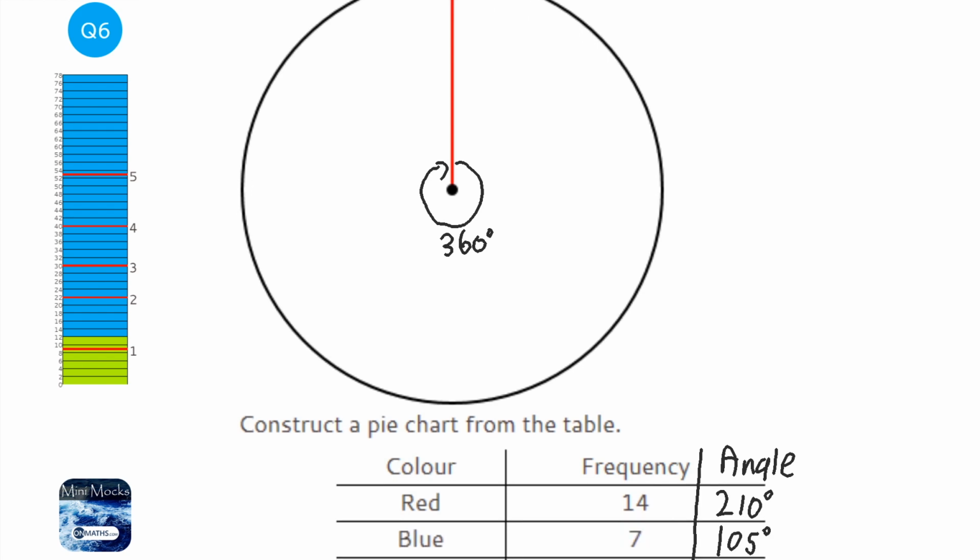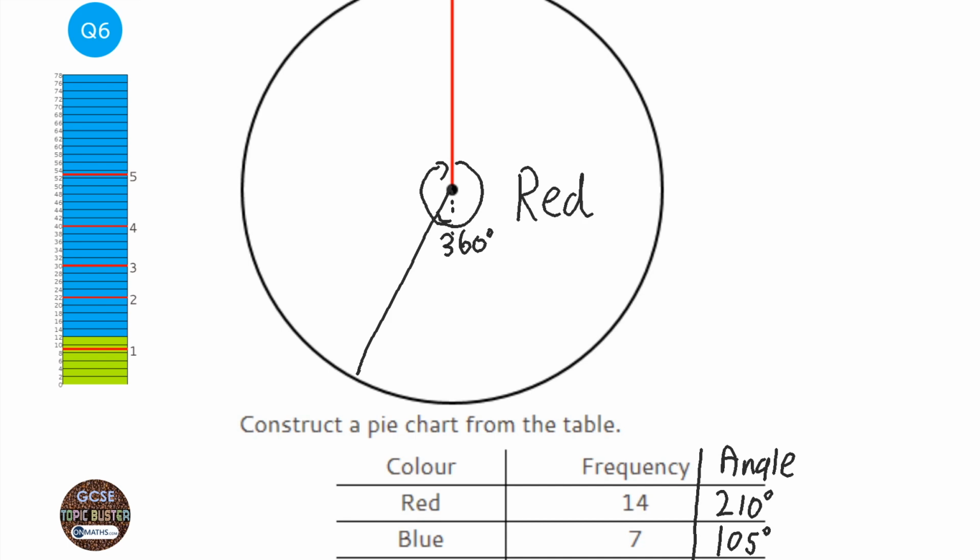That 210, for instance, what I would do is probably draw a straight line down here, like a mini sort of working out line, and do 210 take away 180, which is 30, and do sort of 30 extra degrees, which is going to roughly be there. And don't forget to label them, so that would be red.